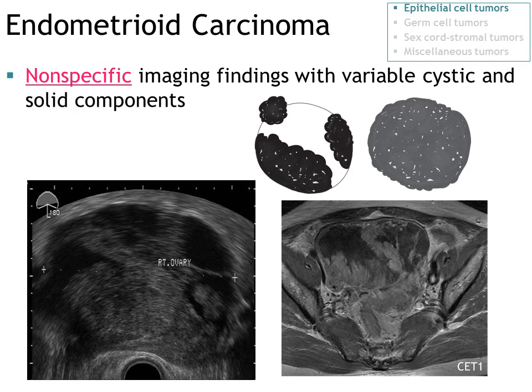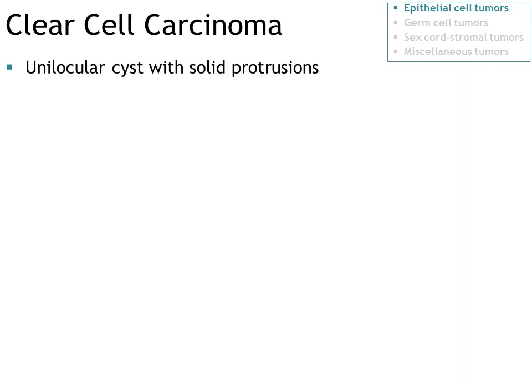Imaging pattern of endometrioid carcinoma is nonspecific, with variable cystic and solid components, or sometimes mainly solid as these schema and cases. Now another tumor in epithelial tumor category, clear cell carcinoma. Its pattern is known as a unilocular cyst with solid protrusions.